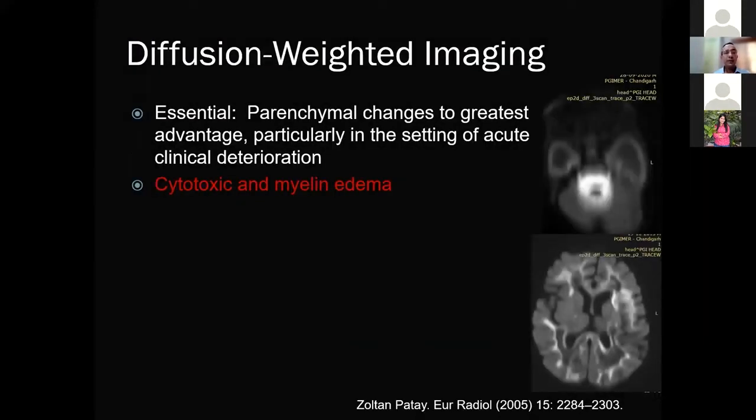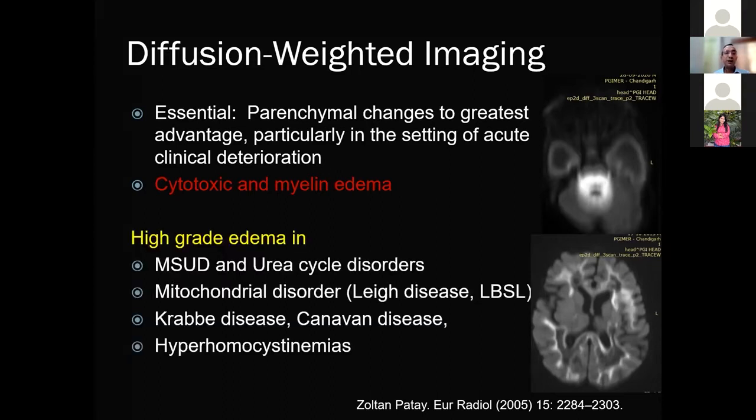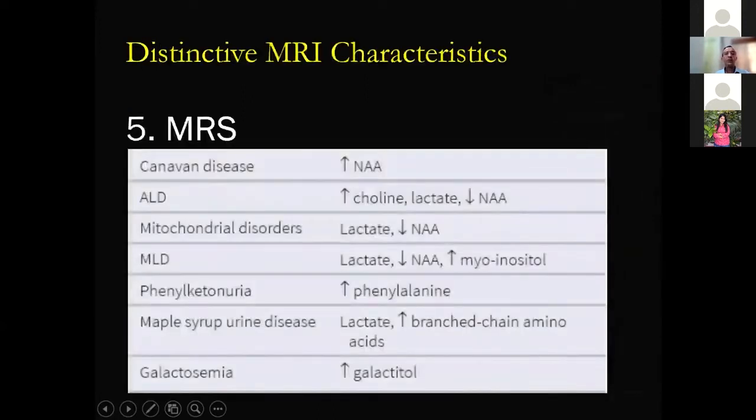The diffusion also helps in characterizing and showing many pathologies. The main essential component in diffusion weighted imaging is that it shows the parenchymal changes, especially in the setting of acute clinical deterioration, and it shows the cytotoxic edema and the myelin edema, which is mainly seen in the myelin disorders. And there are few disorders which have very characteristic high diffusion restriction, like MSUD, the urea cycle disorders, and few of the mitochondrial disorders.